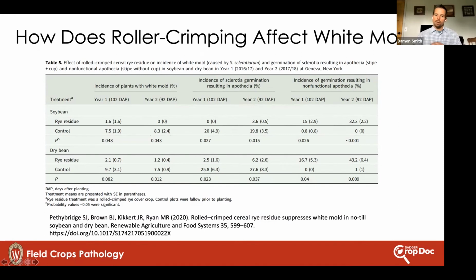And what happens is not only does that thick mat form a physical barrier for reducing spore flights, but it also reduces the formation of the cup on top of the apothecia. Okay, and so basically what's happening is it's stopping that biology, it's stopping the production of the mushroom, and without the mushroom, we don't get infection. And you can see a corresponding significant reduction in white mold if we go back over here to the left, where we have that rye residue.